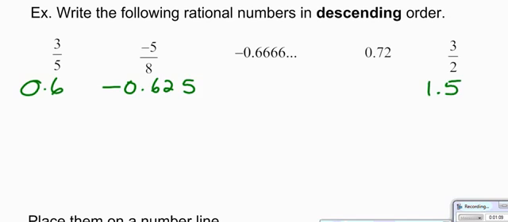So 3/5 becomes 0.6, and that's 0.60 or 0.600 if you want to think of it that way. And then we have -5/8, which becomes -0.625, so it's rational because that decimal ended. Then we have -0.6 repeating, 0.72, and 3/2, which is the same as 1.5.